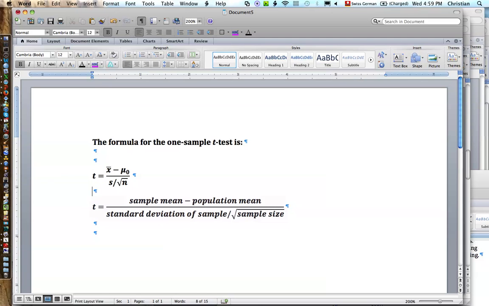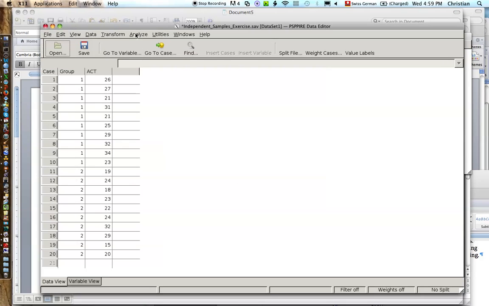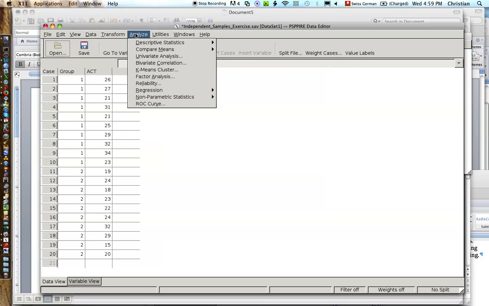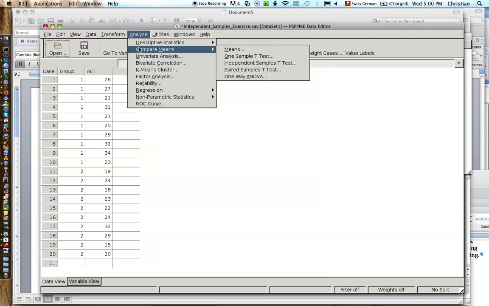The population mean we're going to need to retrieve from records or test manuals, or calculate it exactly from the population. And you do the one sample t-test, again, by comparing means: Analyze, Compare Means, One Sample T-Test.